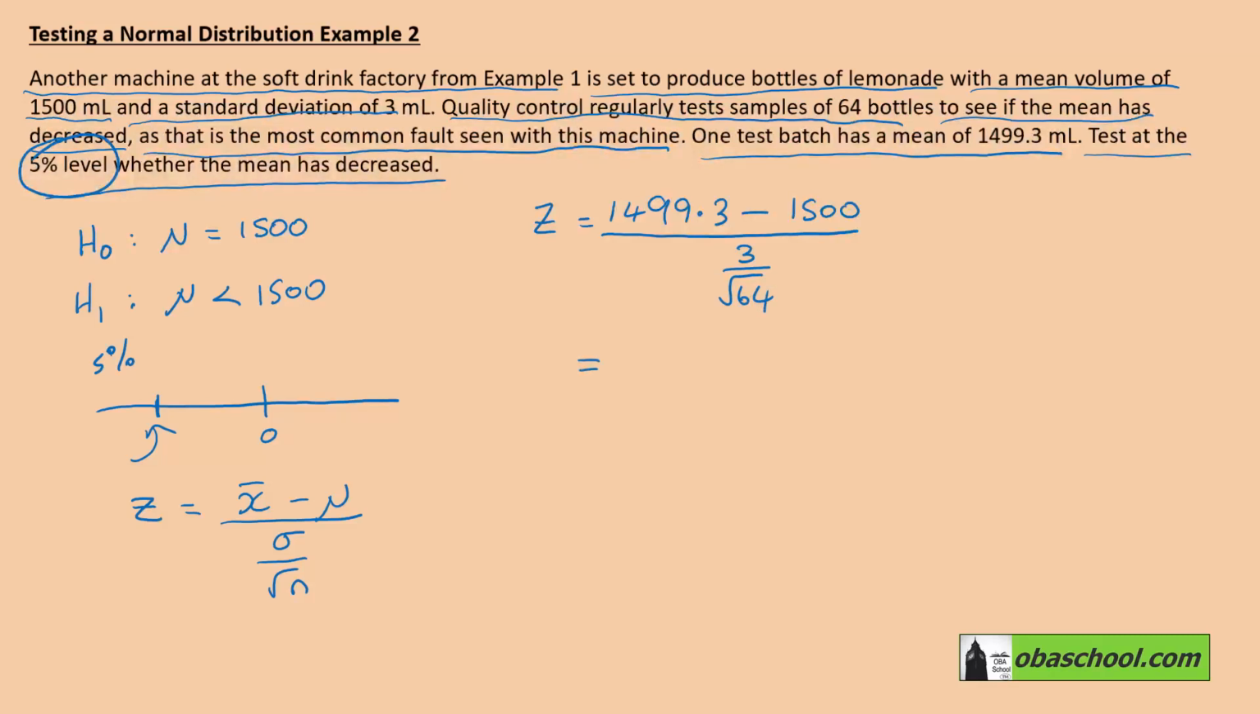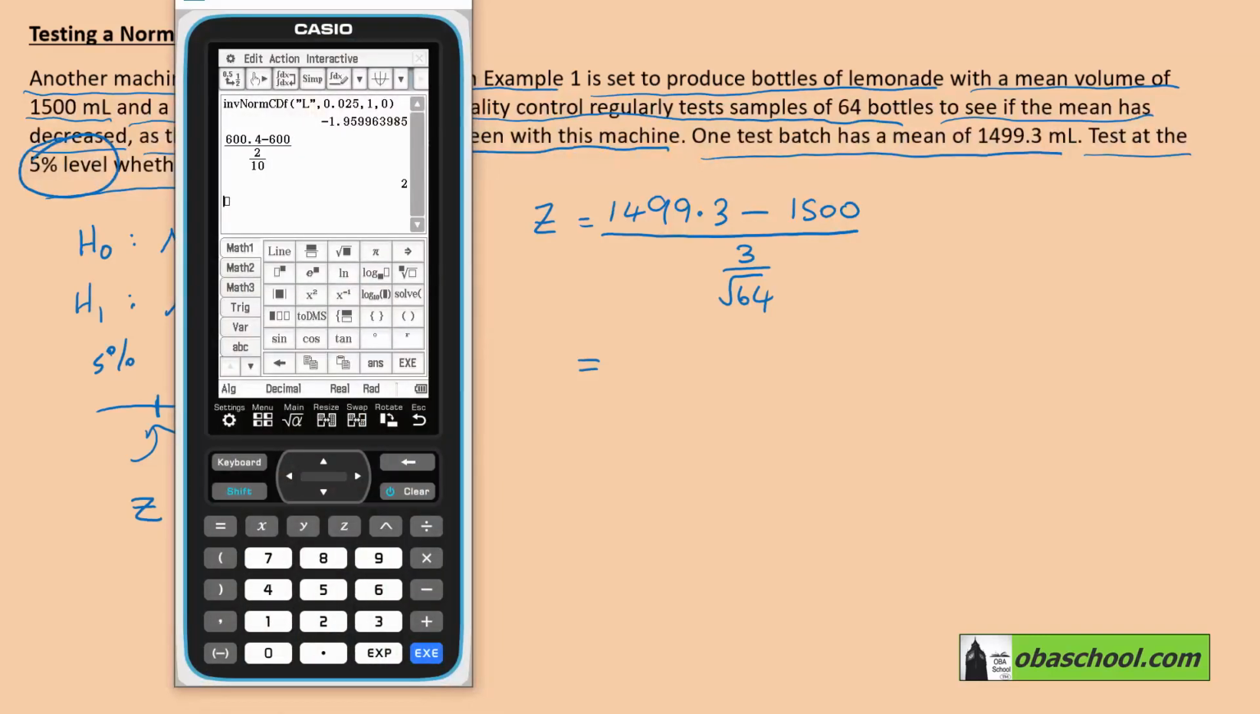So let's calculate that value of z. 1499.3, take away 1500, over 3 on 8, gives us negative 1.86 recurring. So what we want is the probability of z being less than negative 1.86 recurring.